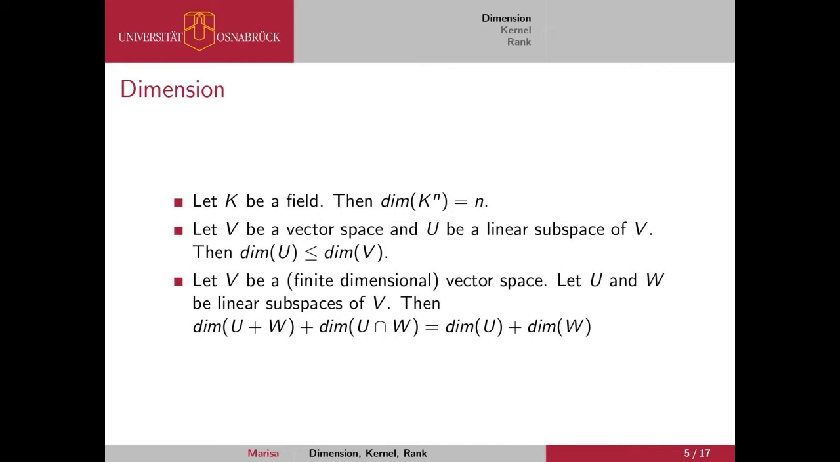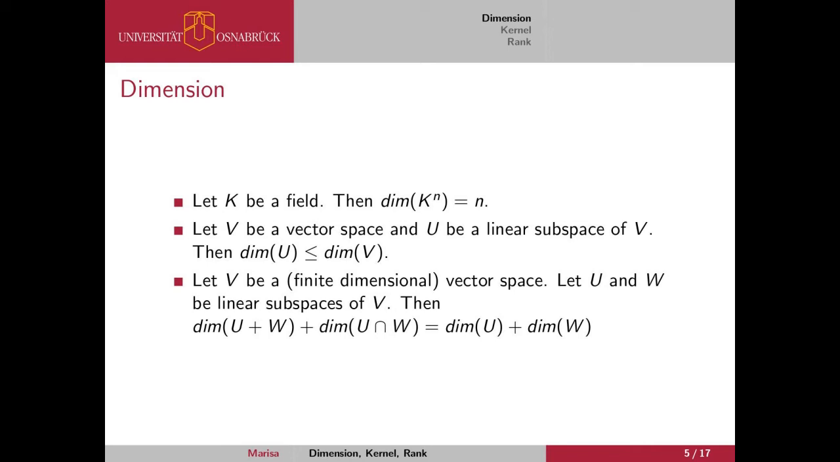In the last statement, we are given a vector space V and two linear subspaces of this vector space called U and W. In this case, the following equation holds. The dimension of the addition of the two vector spaces plus the dimension of the intersection of the two spaces is equal to the dimension of the one subspace plus the dimension of the other subspace.